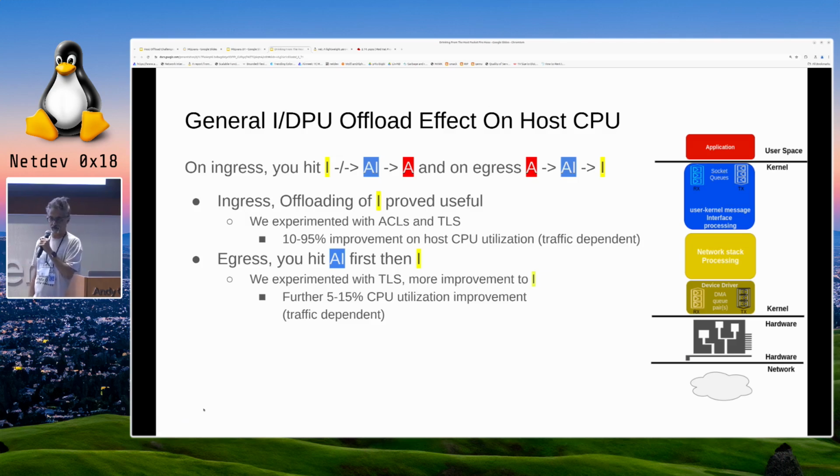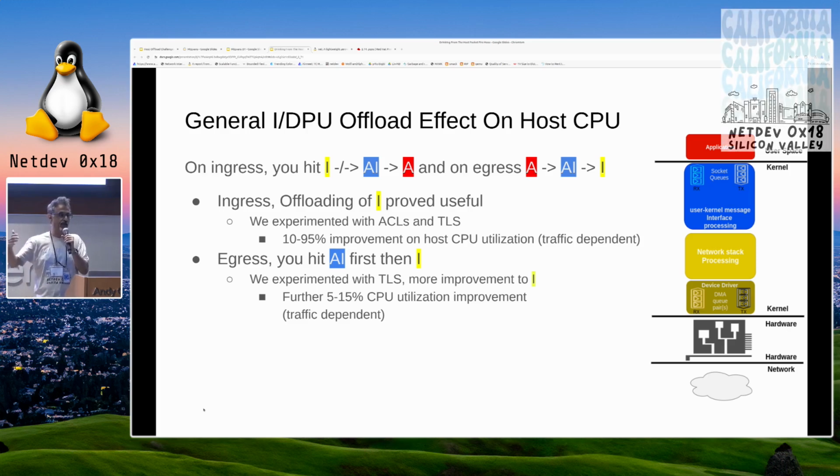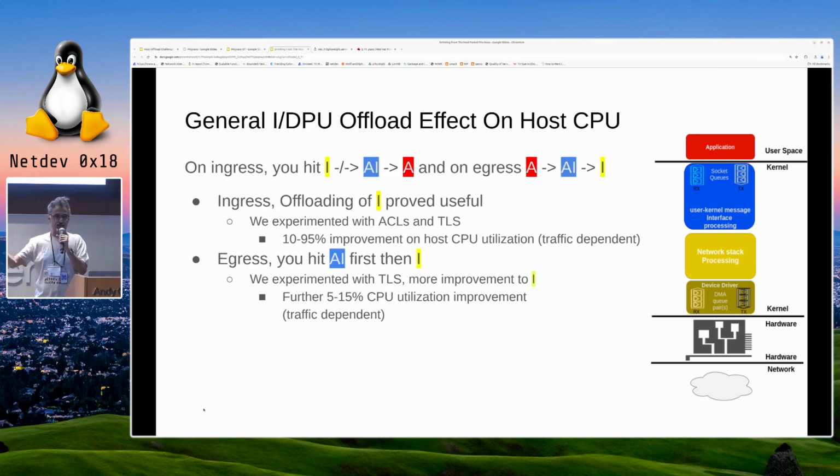I'm using color coding, so the yellow again is the infrastructure. Once you start offloading on the ingress side, incoming packets, we saw anywhere between, and we tried this, results are with ACLs, where we actually use TC to do this, 10 to 95% improvements on the host CPU, depending on your traffic. For example, I think everybody here probably knows that if you have very large messages on KTLS or TLS, you benefit more from the offload than if you had small messages. So you could get anywhere from 10 to 95%, but it's very traffic dependent.